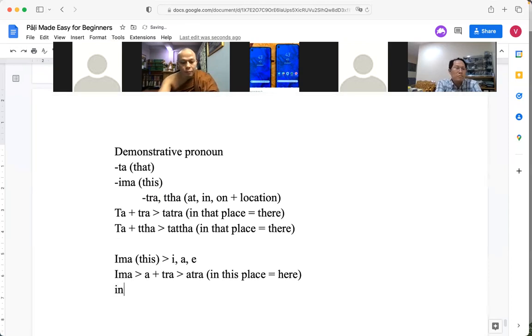And then ima, so this ima to the e. Actually, this ma gets dropped. So it remains. This e is changed to the e, and data is added. So we have eta. Here also, actually, the same meaning, in this place or here. Okay, in this way we form these local adverbs from the demonstrative pronoun.